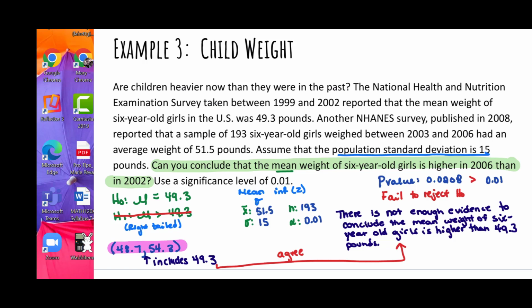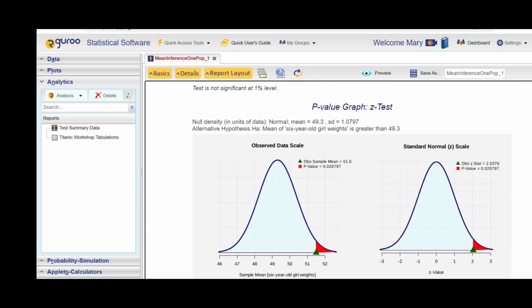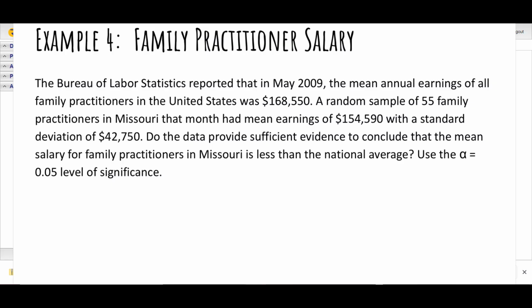I'm going to go back here and just show you when we did this at the top, it says the test is not significant at 1%. That means that we're failing to reject the null. If you look back at the ones where we did reject the null, it would say test is significant. So that's another way to double check.